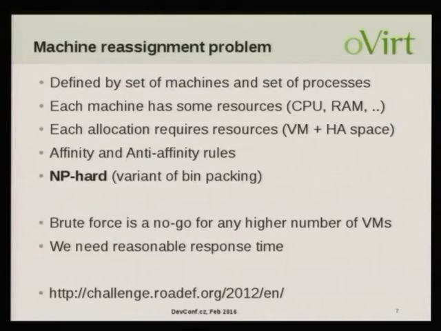So now, the computer science theory. This whole thing is called the machine reassignment problem. Basically, you define the problem by a set of machines and a set of processes. Each machine has some resources. Each allocation requires some resources. You have affinity and anti-affinity rules. You might want some VMs to run together on one collocated host, or some VMs not to run together because they are using too many resources. The anti-affinity is actually very important in raising the complexity. It's causing the complexity to ramp up really high.